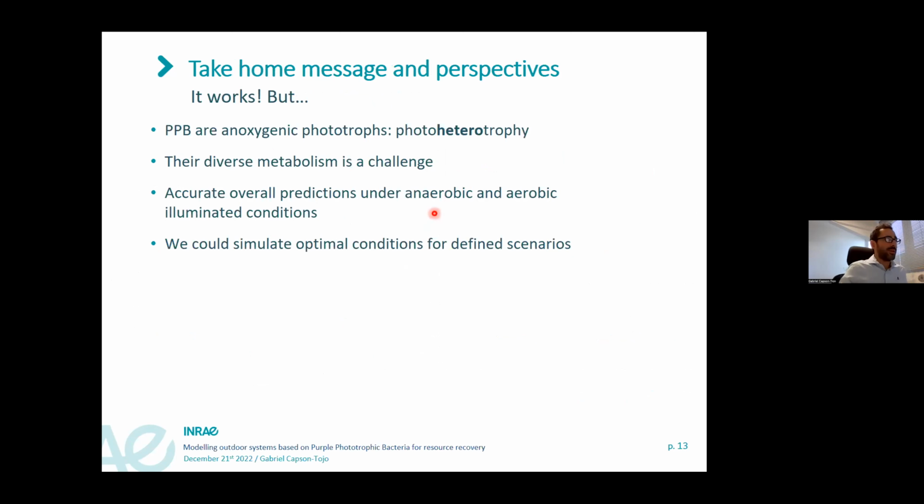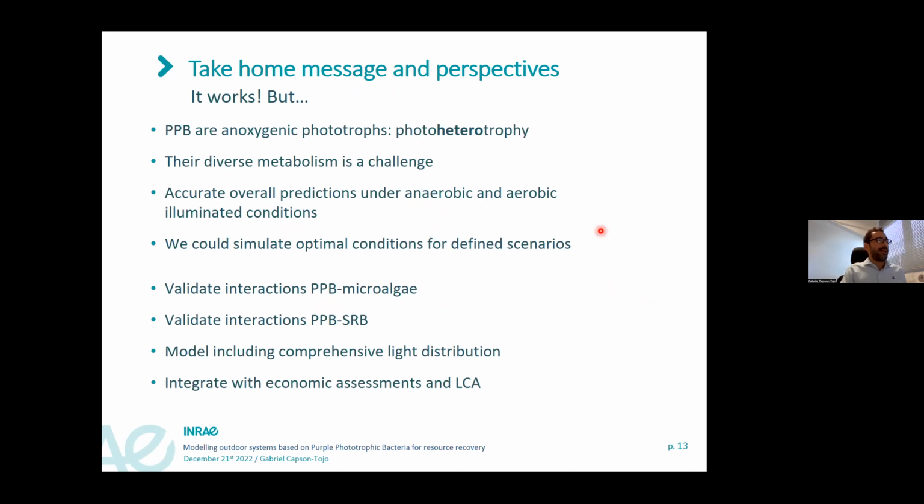So take-home messages, and we're going to finish straight away. PPB are versatile phototrophs, and phototrophy is key for their application. They have very diverse metabolism, which is a challenge for modeling, particularly mixed cultures. And our model was able to accurately predict the responses in both anaerobic and aerobic conditions. And we could also simulate optimal conditions for different scenarios that I couldn't show here because we didn't have enough time.